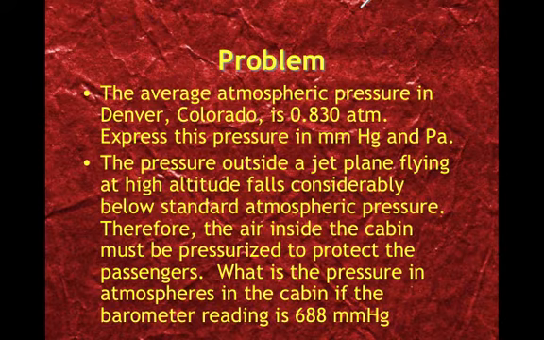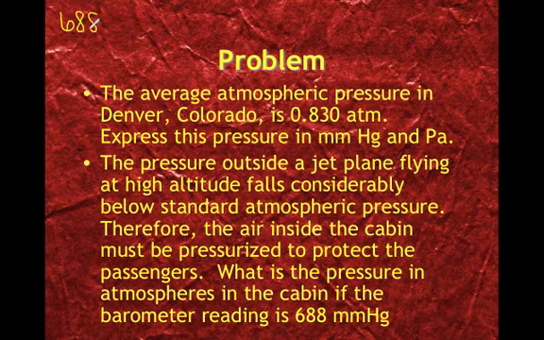Okay, the pressure outside a jet plane flying at high altitude. If you're at high altitude, you have less air pushing down on you, so the atmospheric pressure falls considerably. Therefore, the air inside the cabin must be pressurized to protect passengers. What is the pressure in atmospheres in the cabin if the barometer reading is 688 millimeters mercury?